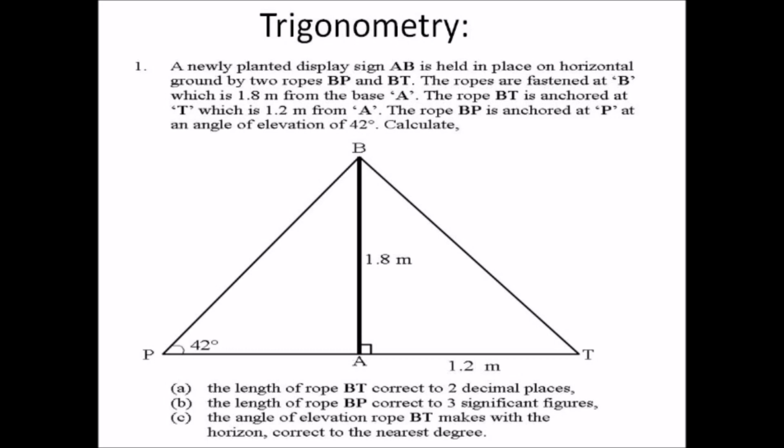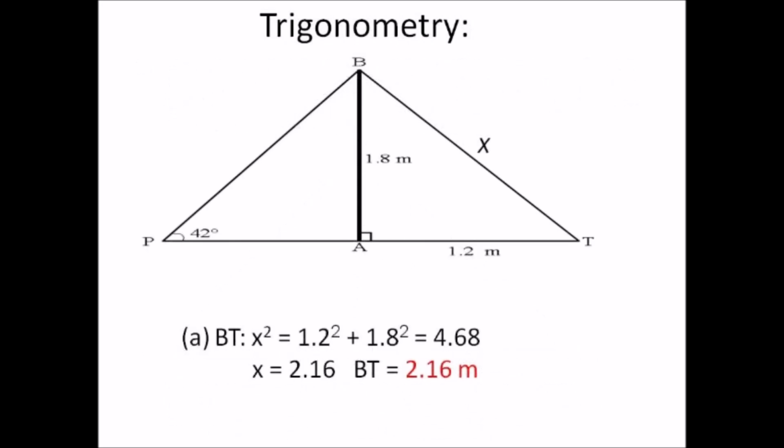So the first thing you have to do for BT is find the hypotenuse, because it's in a right angle triangle, and they gave you two sides, so you can use x squared is equal to 1.2 squared plus 1.8 squared, so you get 2.16 when you work it down. Use your calculator, find the square root of that to get 2.16. That's the first part. That's A. That was easy, because you're dealing with a right angle triangle.